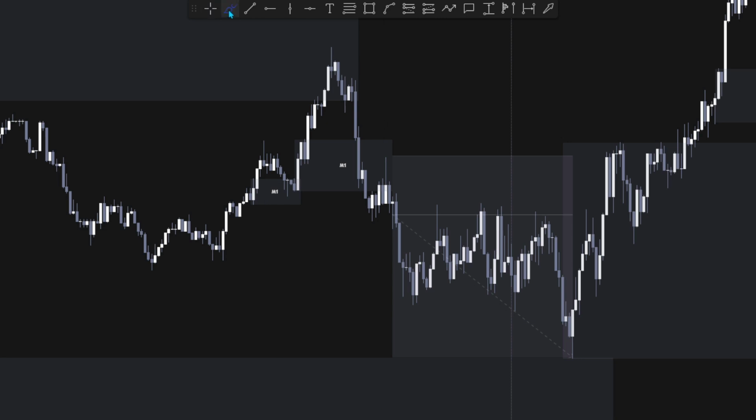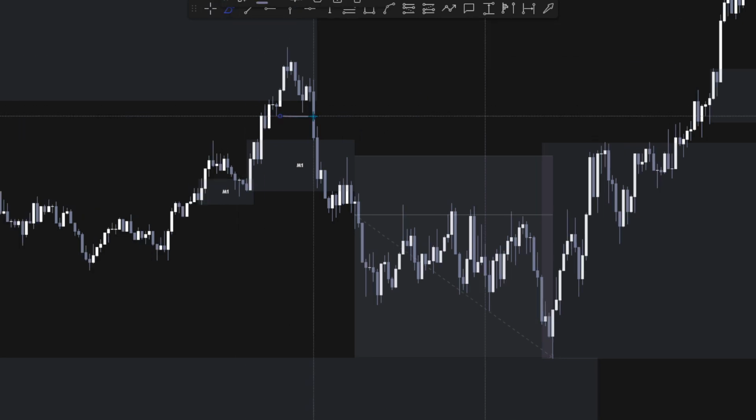As you can see here, price initially shifted bearish here, but didn't pull back into any point of interest. Now, when it comes to the market in general, I'll just give you guys a quick tip.